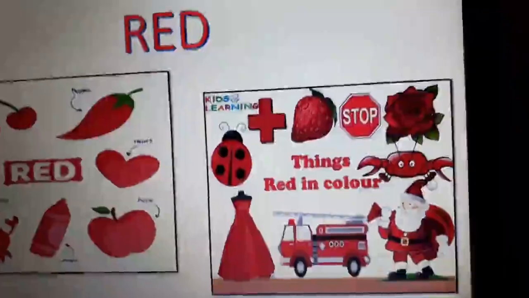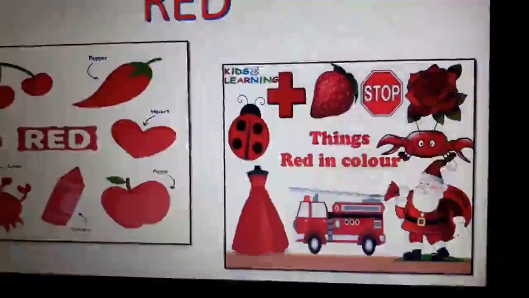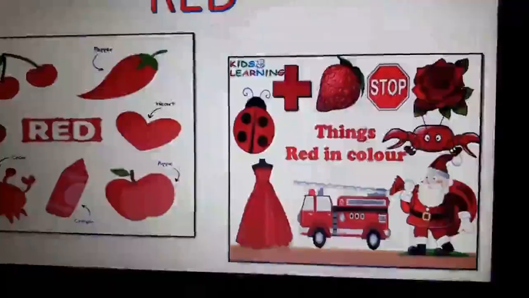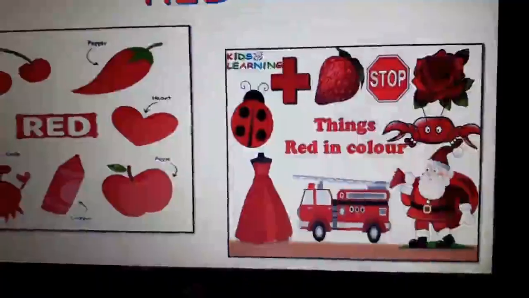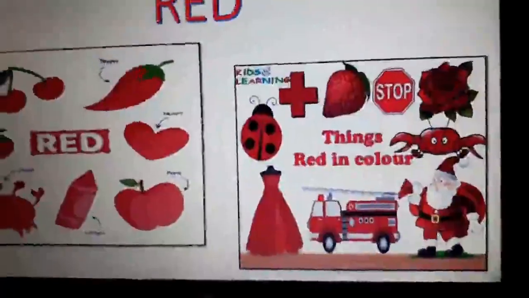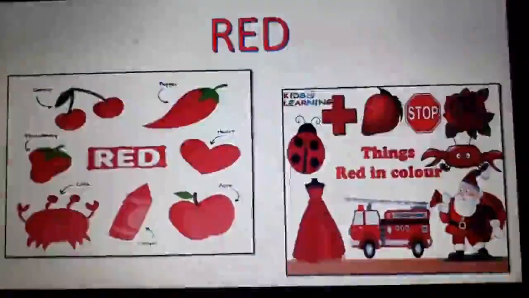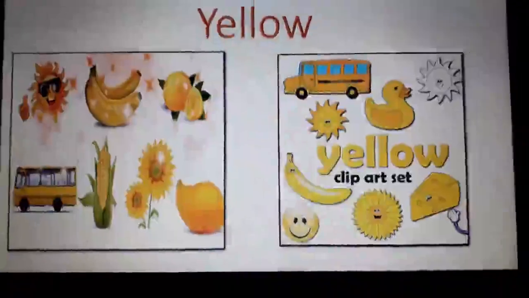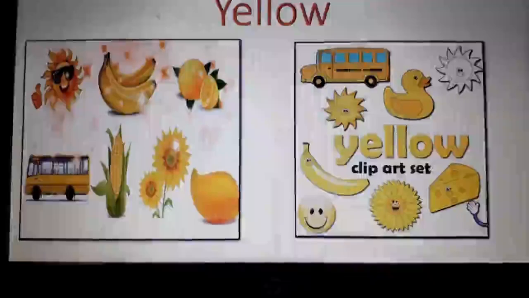Then, wow, our favorite Santa. Yes, whenever Santa comes, he brings so many gifts for us on Christmas. So the dress of Santa is also red in color, isn't it? So we have so many things that are red in color. Now next we have yellow. So what are the different things we have?